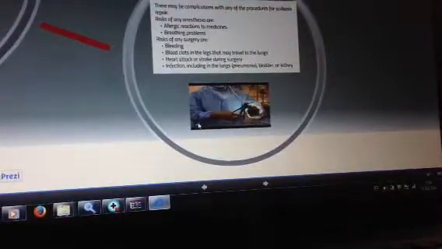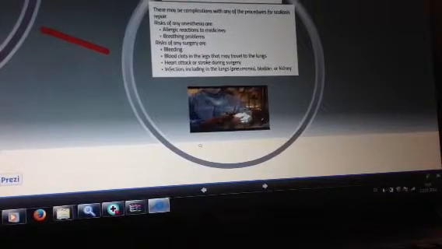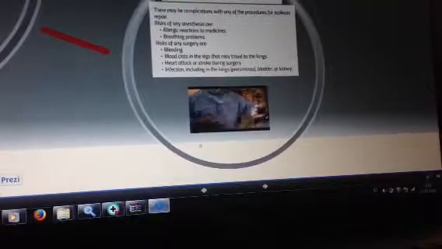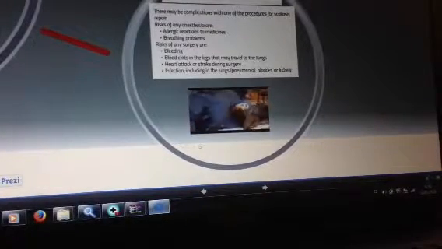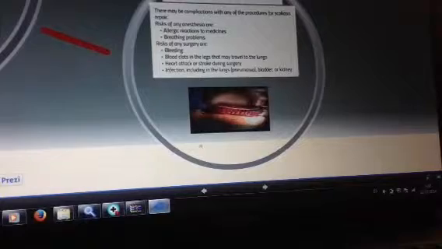Risks. There may be complications with any procedure of scoliosis repair. Risks for anesthesia are allergic reaction to medicine and breathing problems. Risks of surgery are bleeding, blood clots in the legs that may travel to the lungs, heart attack or stroke during surgery, and infection, including in the lungs (pneumonia), bladder, or kidney.